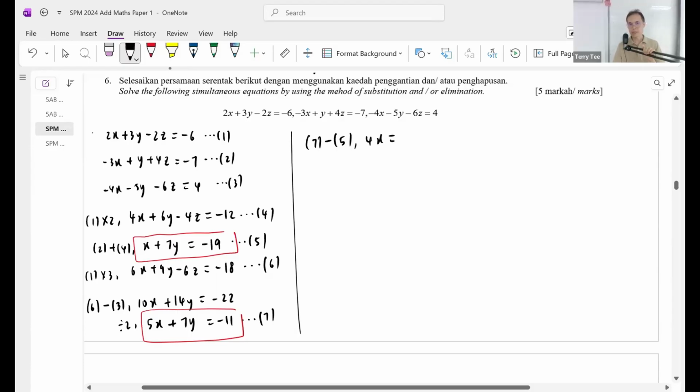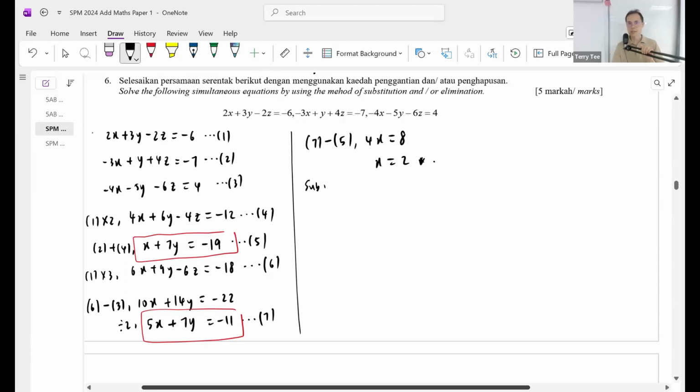Minus 11 minus 19. Wait. Minus 11 minus minus 19, that's plus 19, right? So it's minus 11 plus 19. So it's going to give us 8. So your x is 8 divided by 4. x is just 2.